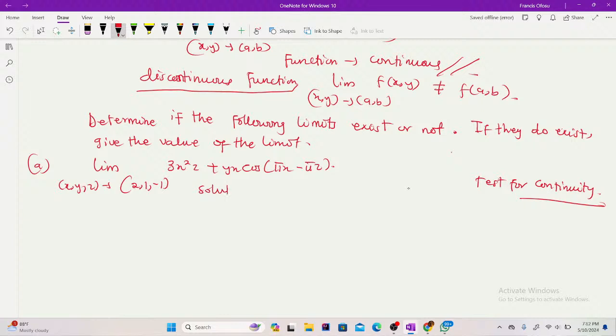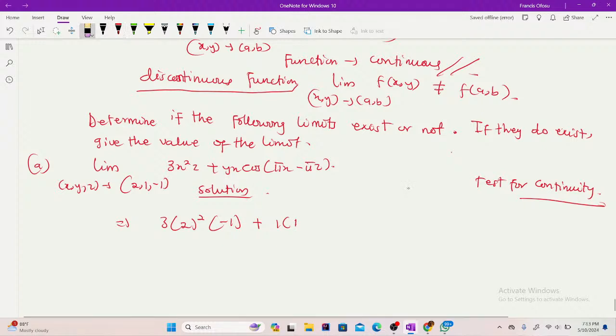So, solution. The first thing, we just have to put this point inside. That's all. So our limit will simply give us 3 multiplying x, which is 2, so 2 squared, multiplying z, which is negative 1. Plus our y is 1, multiplying x, which is... sorry, x is 2. So it's giving us 2 cosine of the expression 2 multiplying pi, 2 pi minus pi z, and z is negative 1, so minus pi.